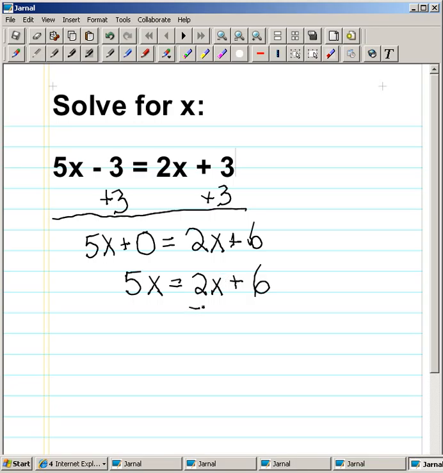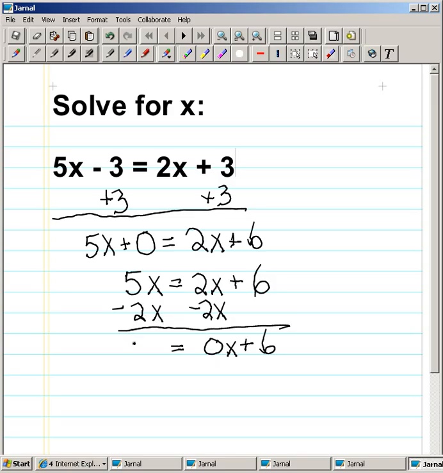In order to remove the x's from the right-hand side, I am going to subtract 2x. By subtracting 2x from the right-hand side, I'm left with 0 x's and the constant plus 6. Again, I must perform the same operation on the left-hand side as I did to the right-hand side. So if I subtract 2x on the right, I must subtract 2x on the left of the equal sign.